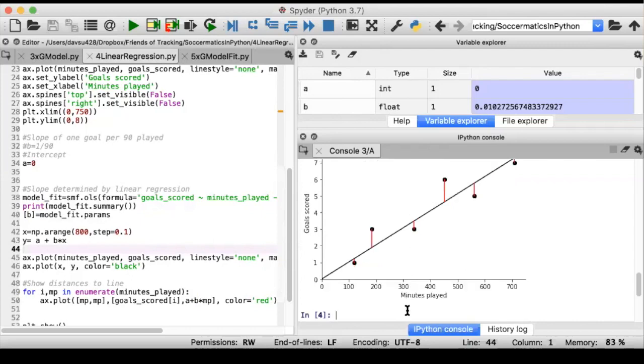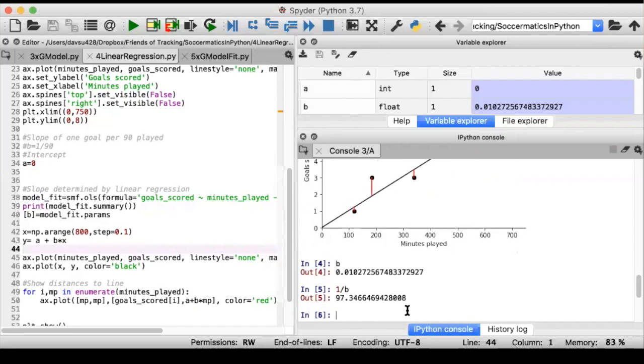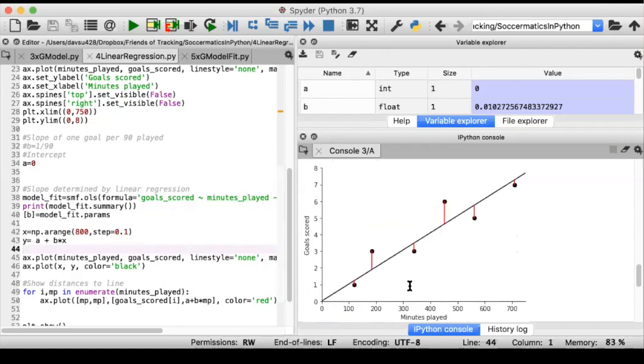And if we check, we find that B is 0.01, and 1/B is 97. So it says actually the best model describing this data is that players score on average every 97 minutes.